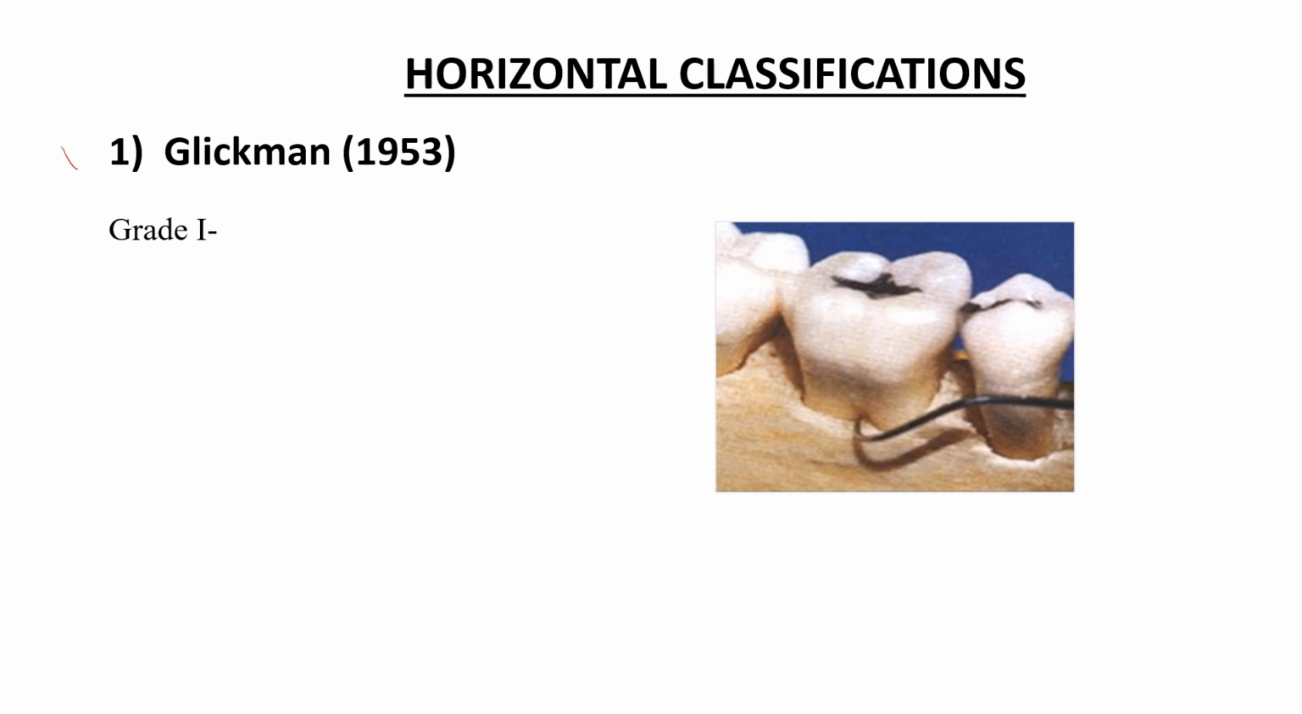Now this is the most used and pioneer classification of furcation involvement, which was given by Glickman in 1953. Glickman has divided the furcation involvement into 4 grades: grade 1, grade 2, grade 3, grade 4. Though Glickman's classification has some disadvantages, it is extensively used in clinical practice.